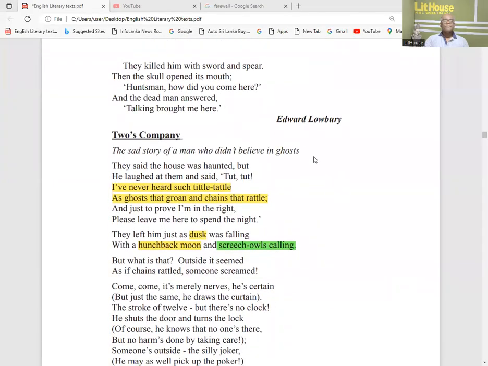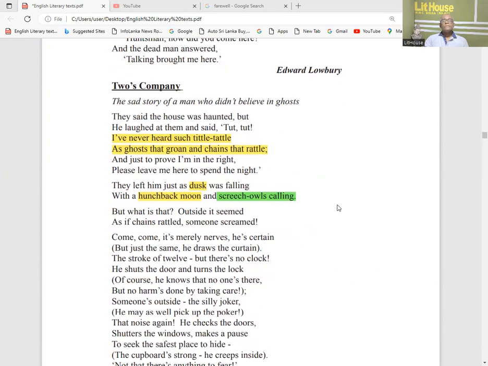Whose company techniques. Write on first one. The rhyming couplet. Rhyming, R-H-Y-M-I-N-G. The rhyming couplet.